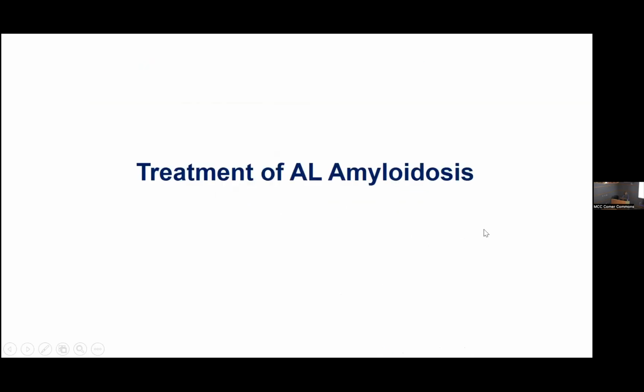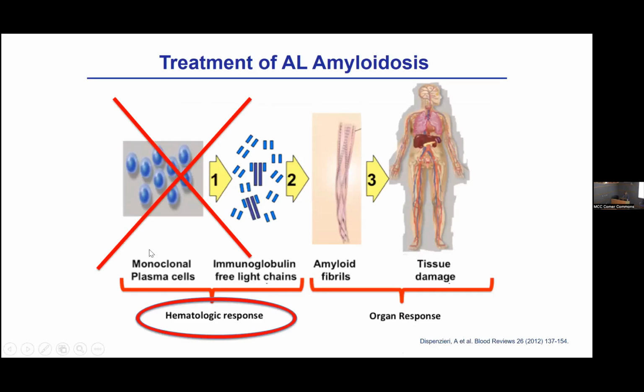Okay, so now we're going to talk about treatment. We'll finish early, which is good. So what we've talked about, the goal is to have a hematologic response, which is turning off the faucet by destroying the clonal population of plasma cells. Once you do that, you'll see in the blood that the light chains go down, and then the organ response will follow, hopefully.